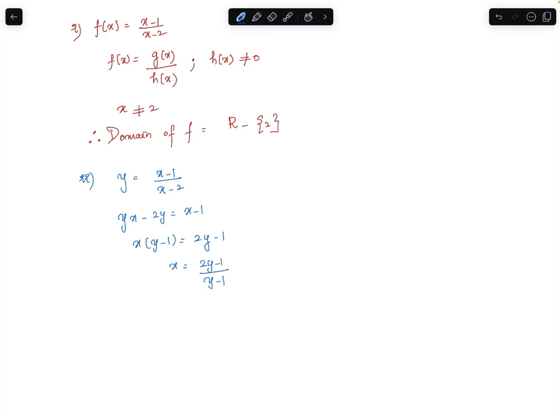Again, this is in the form of a rational function where the denominator cannot take 0. We have y minus 1 in the denominator. This y cannot take 1. y should not be equal to 1. Therefore, the range of f is R minus 1.